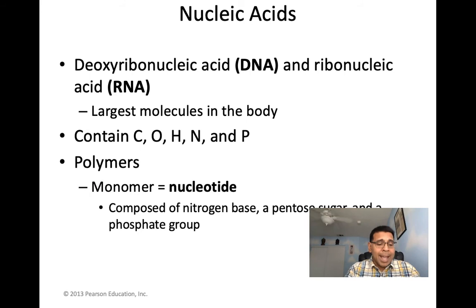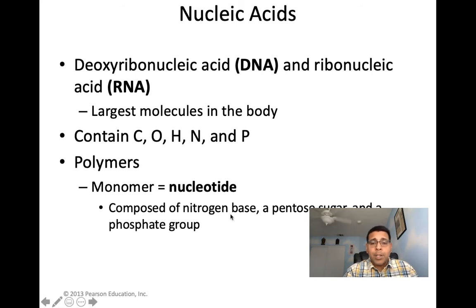Next, then, let's talk about nucleic acids, DNA and RNA. Nucleic acids, DNA, deoxyribonucleic acid, and ribonucleic acid, RNA, is what we're going to talk about. So DNA and RNA, they are polymers. The structural units, the monomers of our nucleic acids are called nucleotides. So our nucleotides come together to give rise to nucleic acids. They're the largest molecules in the body, and they contain carbon, hydrogen, oxygen, and even nitrogen and phosphorus in their structures. Each nucleotide consists of three components.